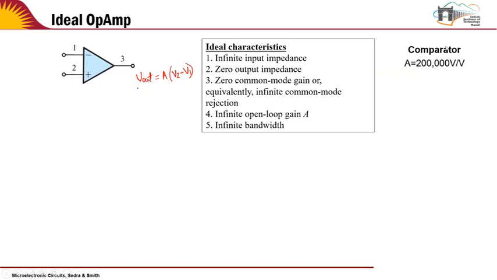Now, a comparator is basically a device which compares 2 inputs. It tells you which one is higher or not. So if you look at the op-amp characteristic, the third point was it has 0 common mode gain, or equivalently infinite common mode rejection. That means if V1 and V2 are equal, then the output will be 0. So there is 0 common mode gain when there are common inputs.